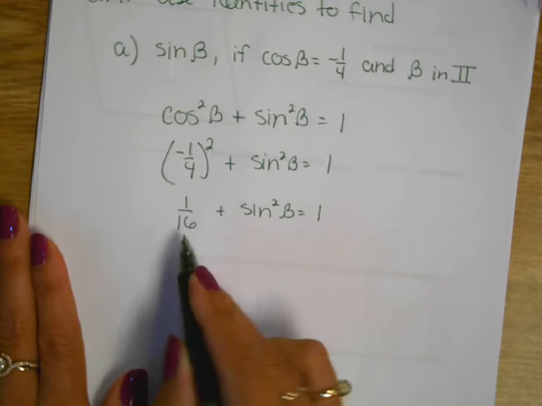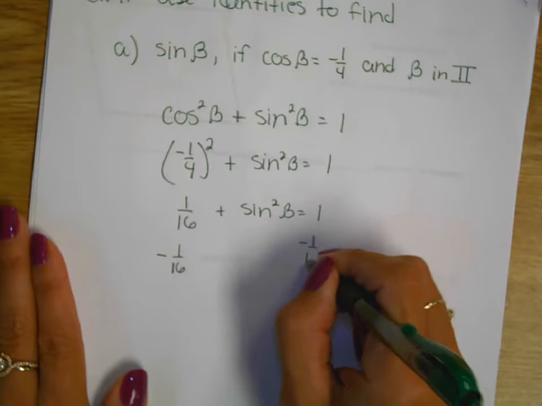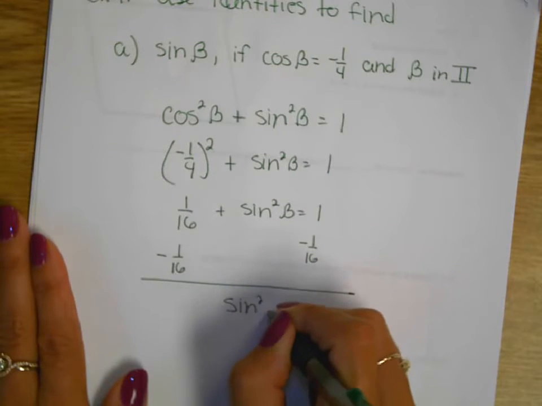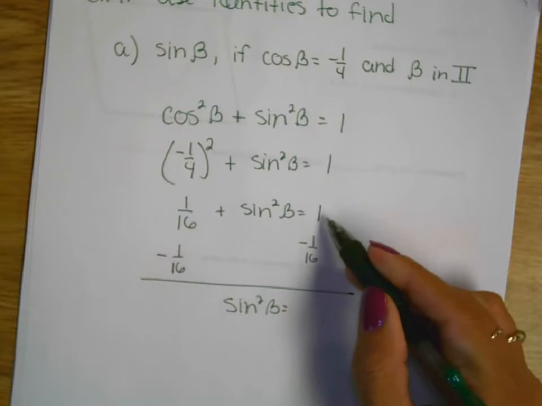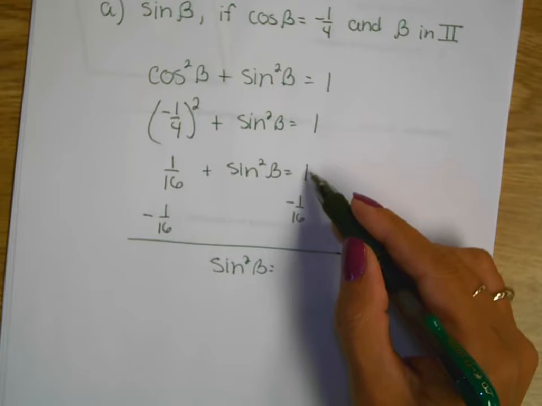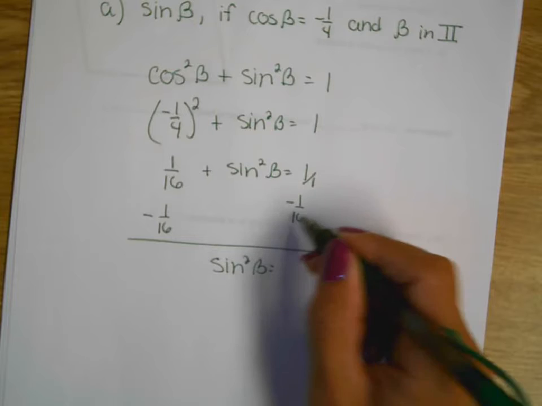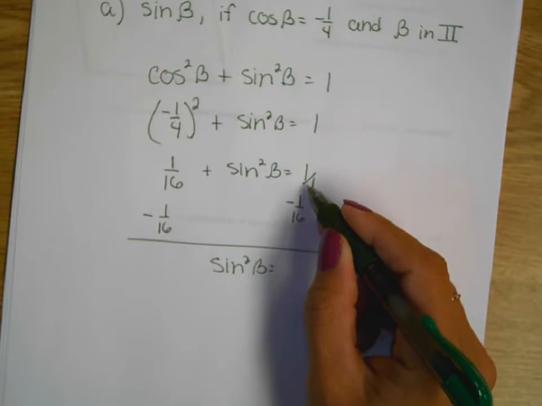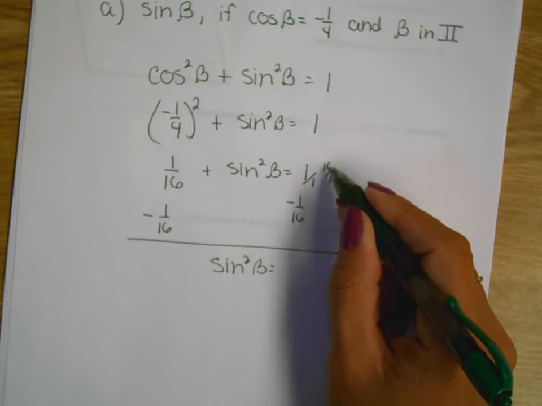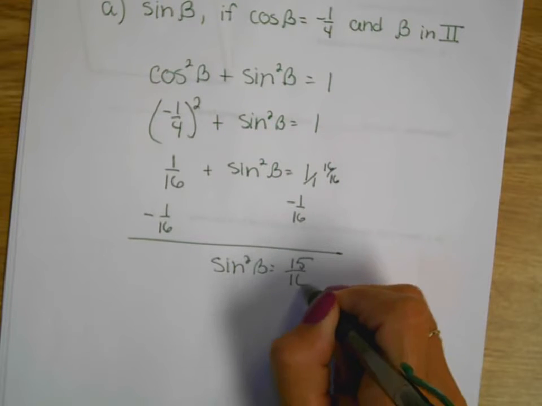We're going to solve for this, so we're going to subtract 1/16. So sine squared. We need a common denominator to add and subtract fractions. What's my common denominator if I've got 1 over 1 and I'm going to subtract 1 over 16? What are you going to change the 1 over 1 into? 16 over 16. So 16 minus 1 is going to give us 15/16.